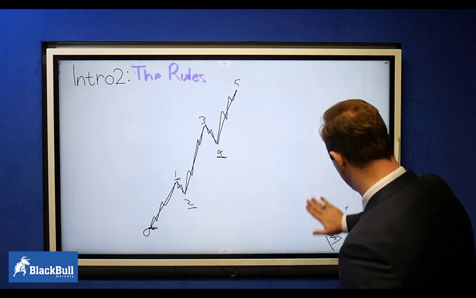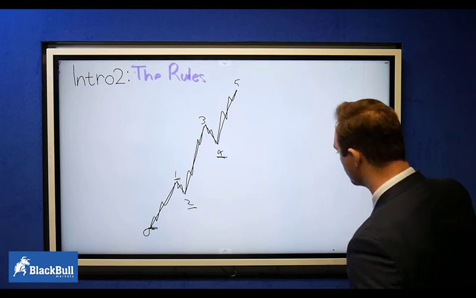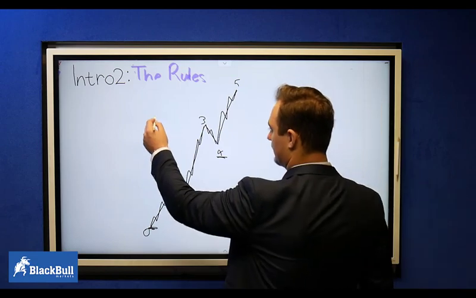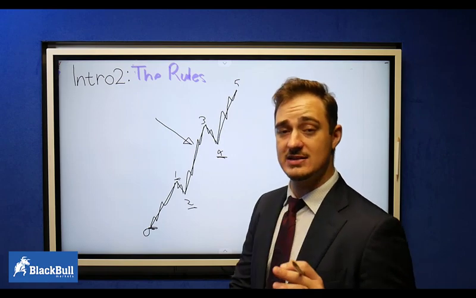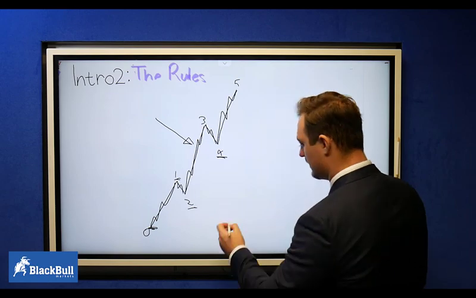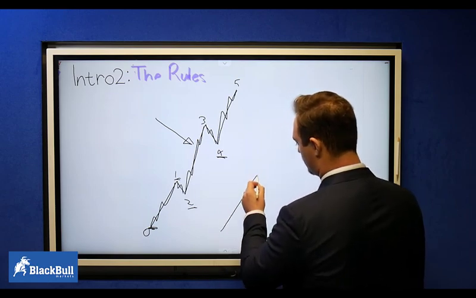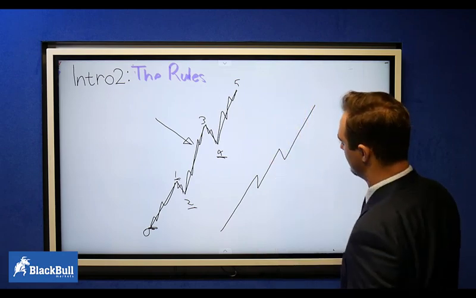Okay, and then the third rule is wave 3, this one over here. Wave 3 can't be the shortest wave. It doesn't necessarily have to be the longest wave, but it can't be the shortest wave. What I mean by that is, if we have wave 1, which is fairly long, we have wave 3, wave 4, wave 5. This cannot exist, alright?